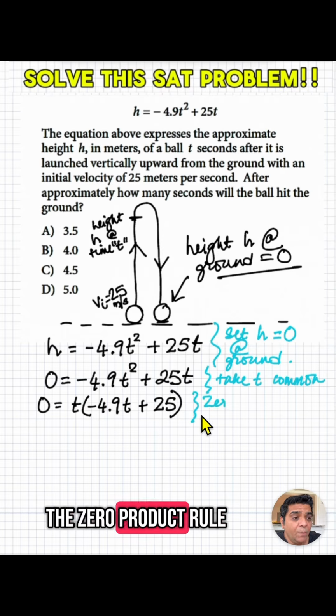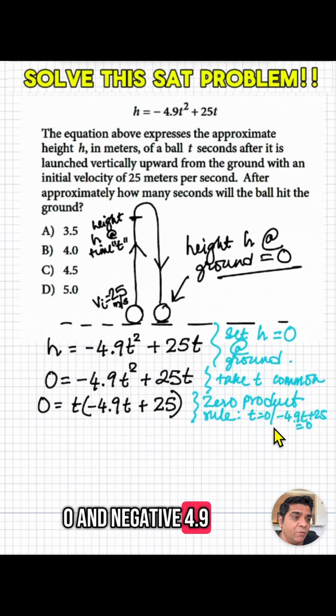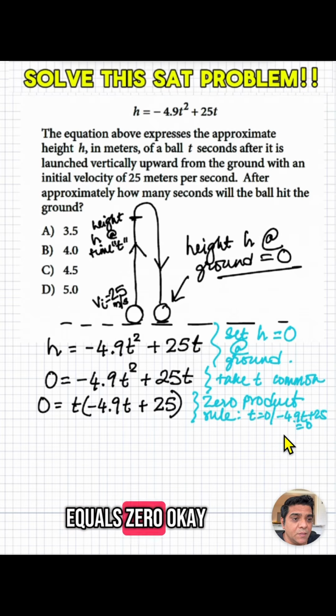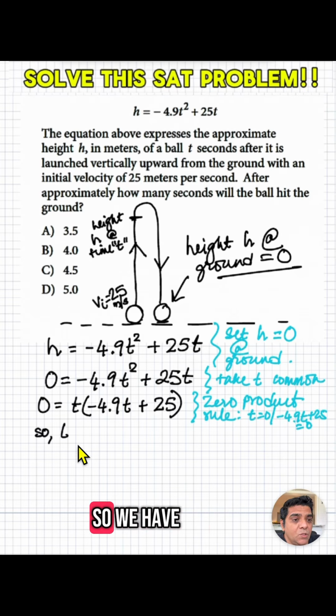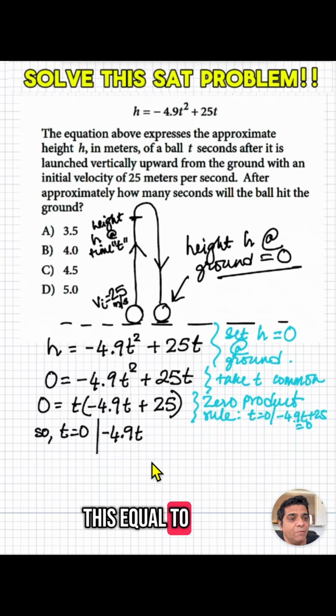Now I'm going to use the zero product rule. I'm going to set t equals 0 and this other part equals 0. So t equals 0 and negative 4.9t plus 25 equals 0. So we have our first answer, time t equals 0. The next one, we're going to set this equal to 0: negative 4.9t plus 25 equals 0.